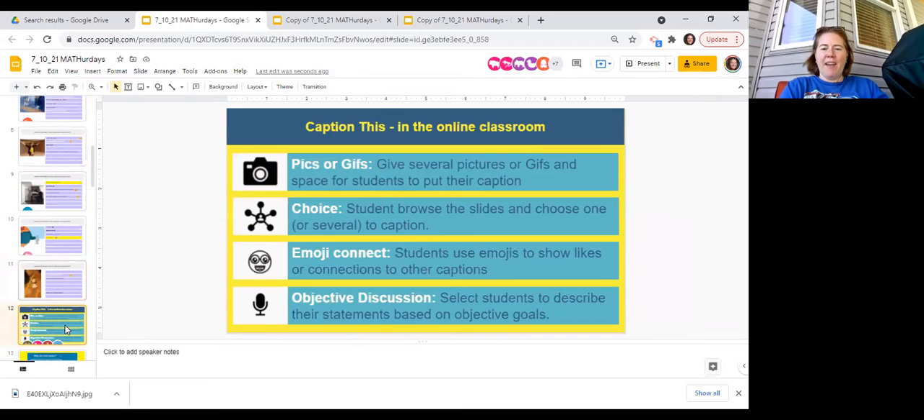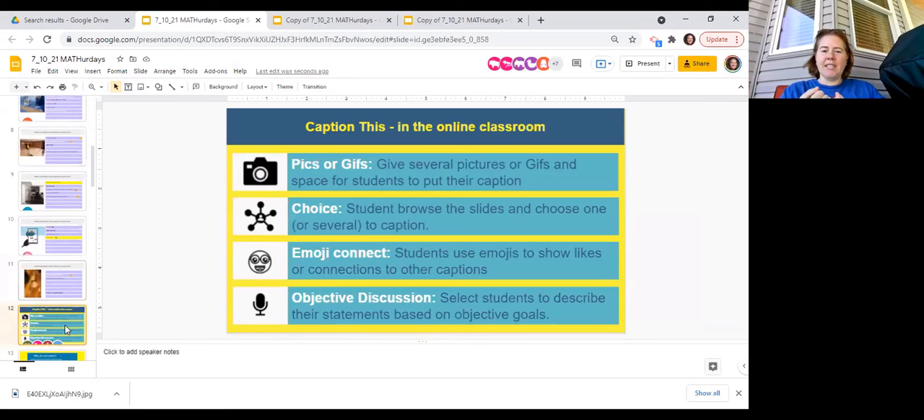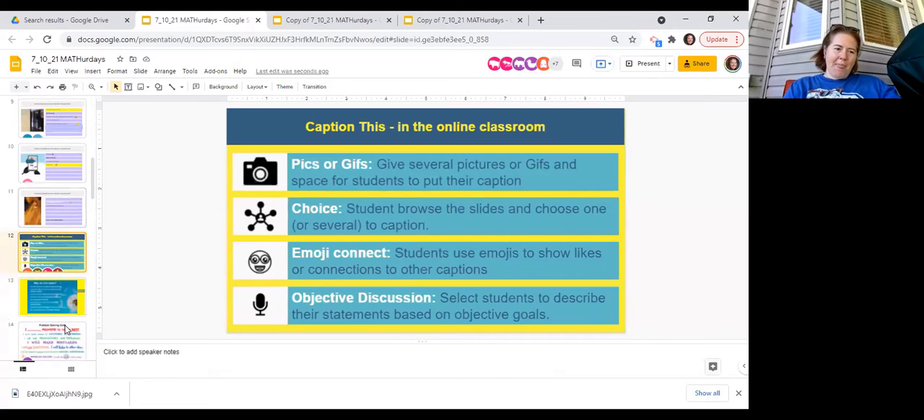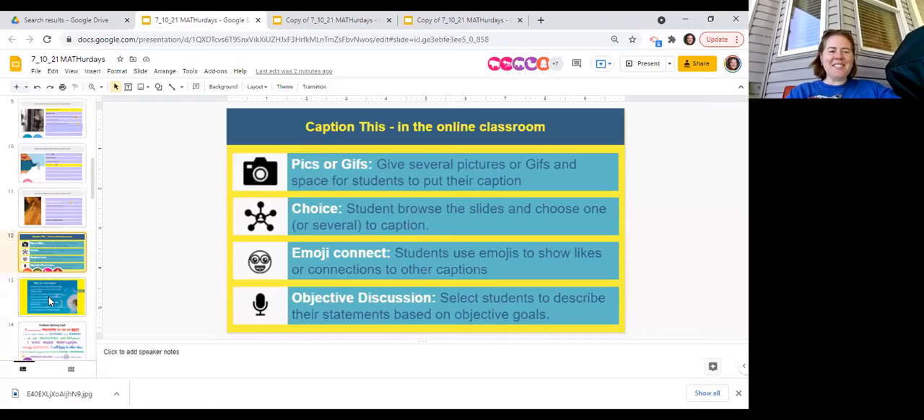So I made sure that I found pictures or GIFs that were directly related to our measurement topic. I made sure students had choice. They could browse which one they would do the captioning for. And to make sure kids are always on task, they have the opportunity to respond to multiple. You can interact with each other through emojis. And we discussed ones that I thought would bring up our objective. Alrighty, hope you enjoy that routine. Let's jump right into our task.